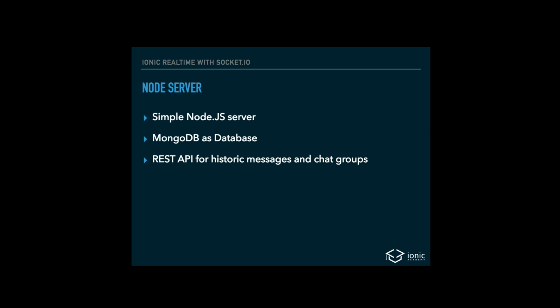Then we will build a REST API, so just 2 or 3 routes to get the historic messages once a user goes into a chat. And also we will create some dummy chat groups through the API. But again, this is super simple, and hopefully you will learn even more than Socket.io in this course. Finally, we add the Socket.io implementation so users can connect to our backend and receive the updates.